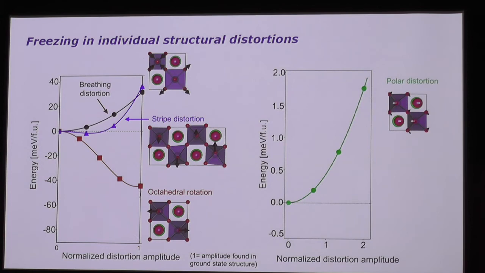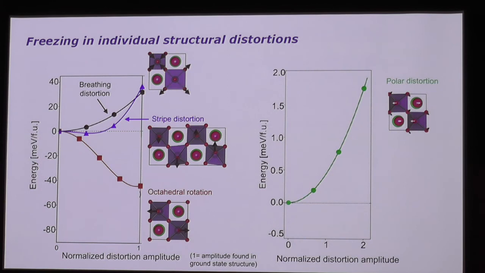One here is the amplitude of the distortion that occurs in the DFT relaxed ground state. And what we find is kind of interesting, because we see that the octahedral rotation distortion lowers the energy, but the breathing and polar modes both increase the energy as they're frozen in, and they're stable. In addition, this stripe distortion very slightly decreases energy and then also becomes stable. So this seems kind of curious, because all four distortions occur in the ground state, yet only one of them seems to be really unstable here.